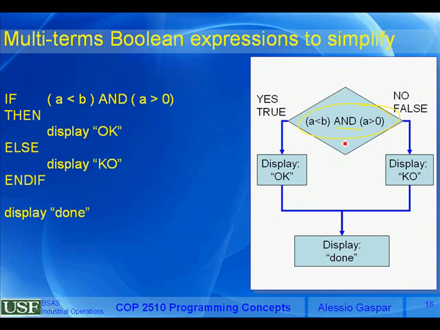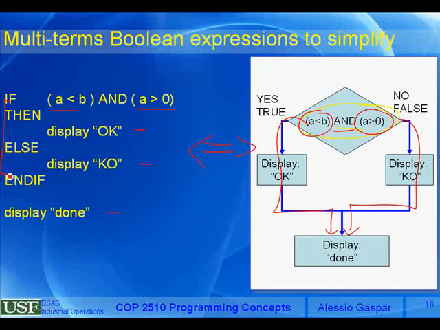This is a flowchart diagram. If A is lesser than B and A is greater than 0, then I display OK. Otherwise, if either of these is false or both of them are false, I display KO and I go to display done in any case after my if statement. This flowchart is equivalent to this pseudocode notation. If A lesser than B and A greater than 0, display OK, display KO, display done. And this is my if statement structure. Okay? Well, this code is really easy to understand.